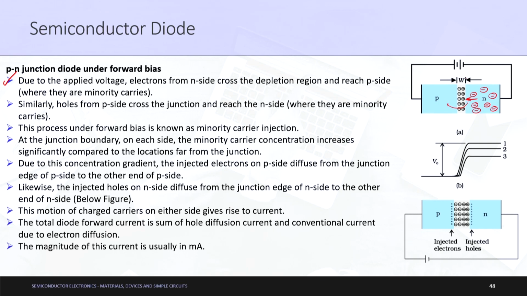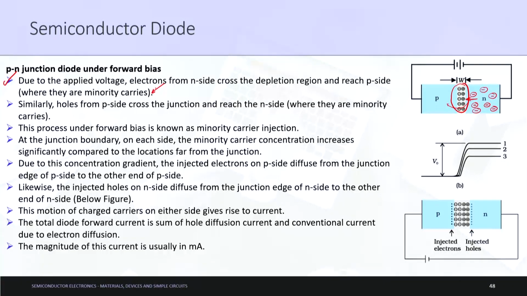Why can they reach it? Because the depletion region had some barrier potential, and that barrier potential is being reduced. Due to this reduction, there is a movement of these electrons, the negative charges present on the N side, where they are minority carriers. Quite evident, on the P side they are minority carriers.